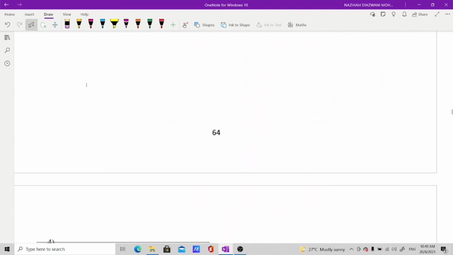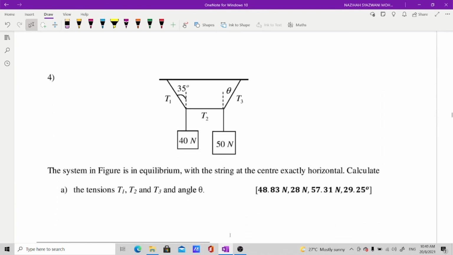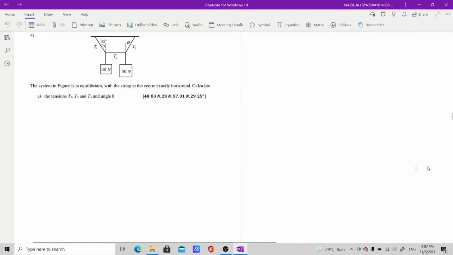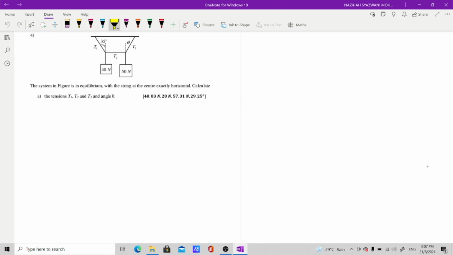So next, let's look at question number 4. Assalamualaikum and good day everyone. So today we continue with question number 4. So the system in figure is in equilibrium with the string at the center exactly horizontal. Calculate the tension T1, T2 and T3 and angle theta. So this is the angle that we need to find out, and they ask you to find the magnitude of T1, T2 and T3. How do I know they asked me to find the magnitude? Because they use the word calculate. Okay, so we need to calculate magnitude.